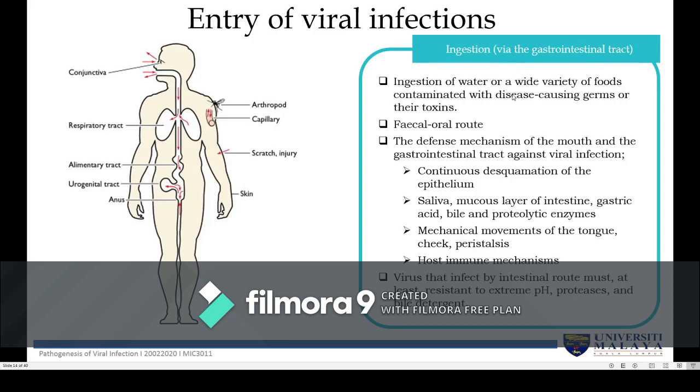So ingestion of water or a wide variety of foods contaminated with disease-causing germs or their toxins. If you ingest anything that is contaminated, it can cause infections. We call it the fecal-oral route. Fecal-oral route means the fecal particles pass from one person to the mouth of another person. So it seems like it's impossible, right? It's like, how can something like feces get into your mouth?